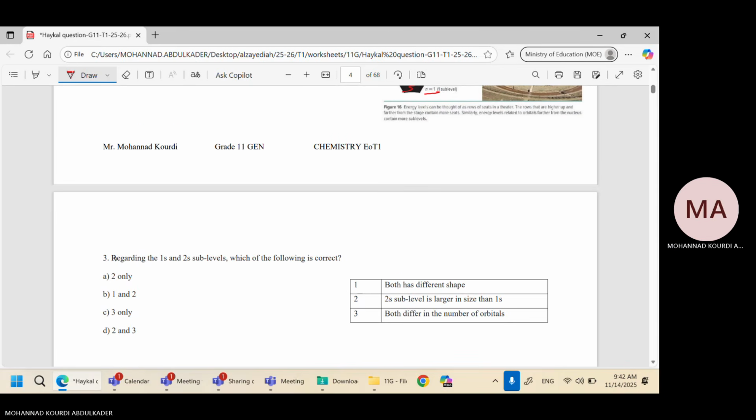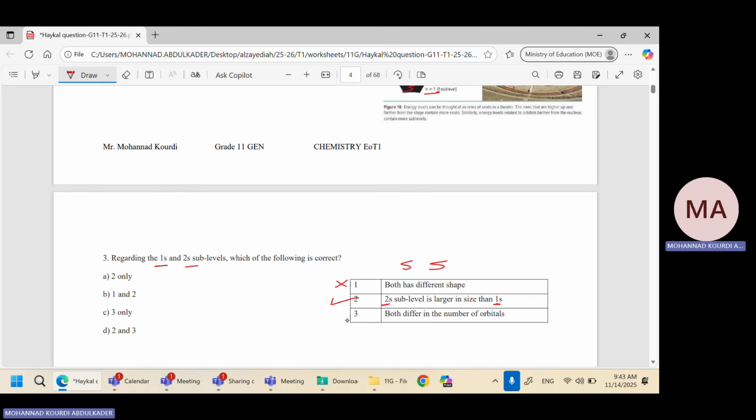So, regarding the 1s and 2s orbital energy sublevel, which of the following is correct? Both have different shape? Yes, because both of them are s orbitals. So, this is wrong. 2s sublevel is larger than 1s. Yes, because the energy level is different. So 2 is larger than 1.